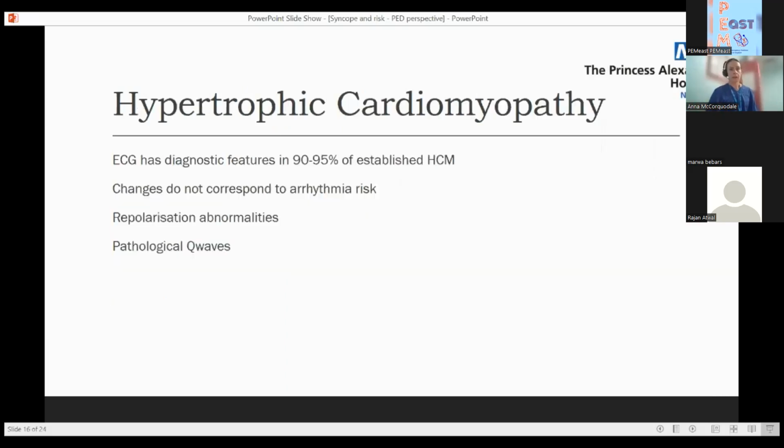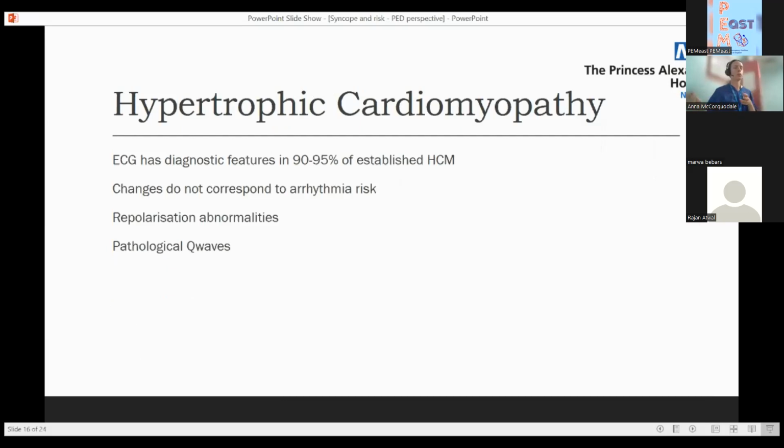So he does have hypertrophic cardiomyopathy. And the important thing is that an ECG does have diagnostic features in around 90 to 95% of children that we know to have hypertrophic cardiomyopathy. However, the problem is these are not all one diagnostic feature. Otherwise, I would just tell you what that was. What change you have on your ECG doesn't really correspond to your arrhythmia risk.